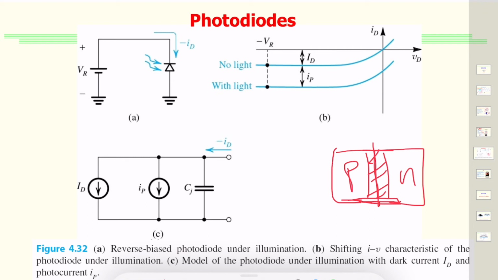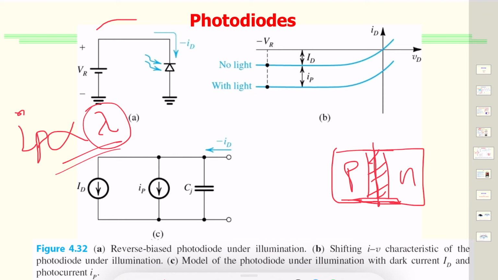A reverse biased diode is supposed to be an open circuit with no conductivity, but as soon as we turn on light, a photocurrent gets generated and starts flowing. I'm not calling it photocurrent yet, just the basic idea. This current IP is proportional to the intensity of the incident light. Let me write lambda for photons. They have wavelength, but we'll look at this in a bit more detail.